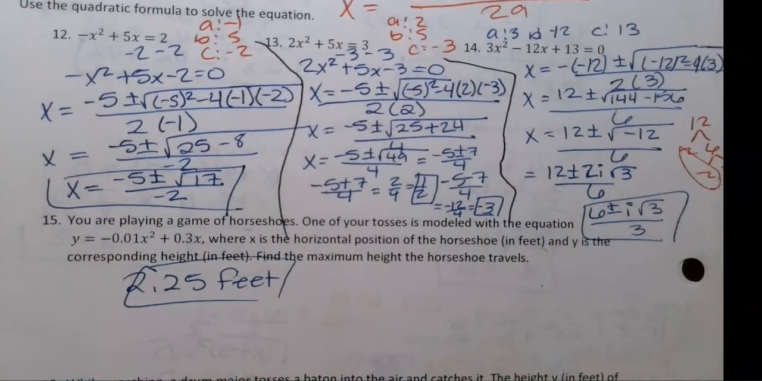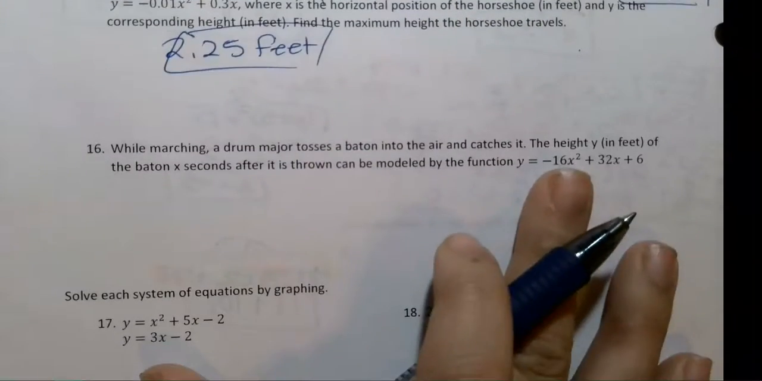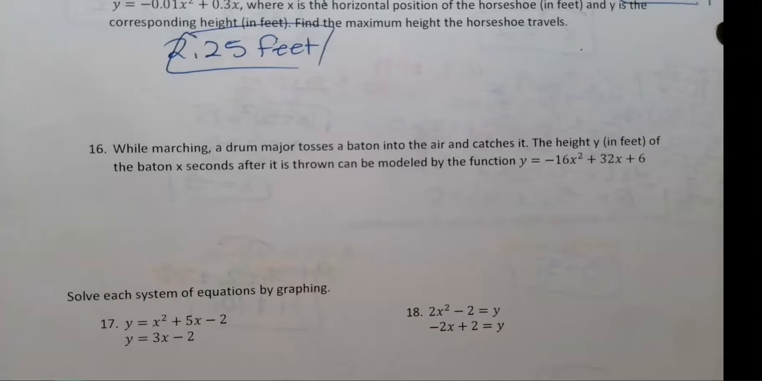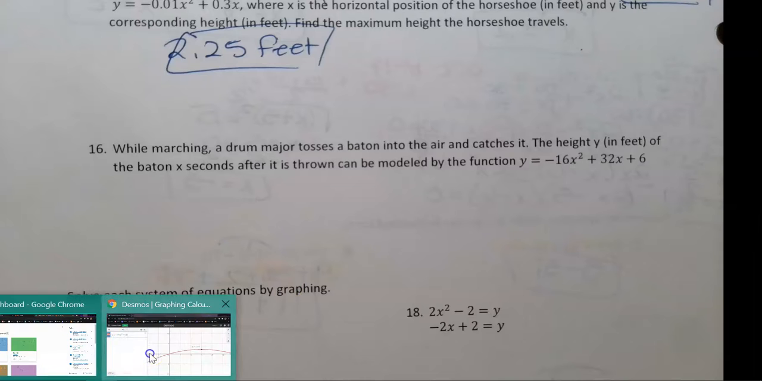Okay. Number 16 is similar. It says, while marching, a drum major tosses a baton into the air and catches it. The height, y in feet, of the baton x seconds after it is thrown can be modeled by this function. y equals negative 16x squared plus 32x plus 6. So I want to go to Desmos and graph this one.